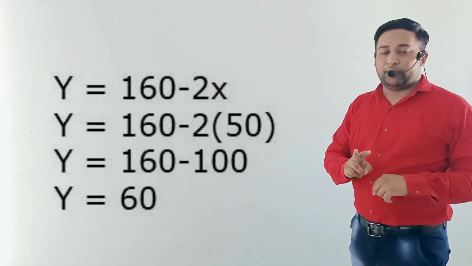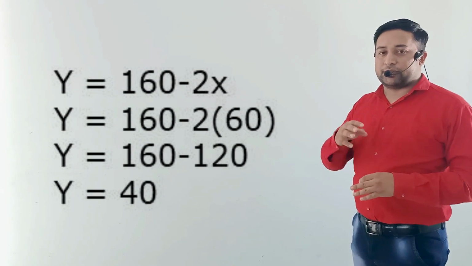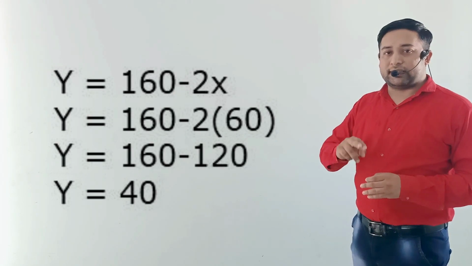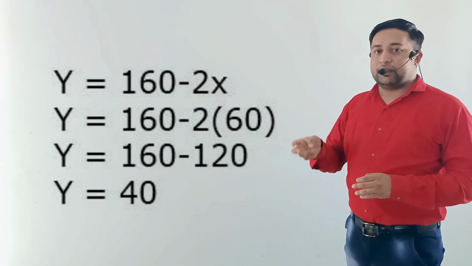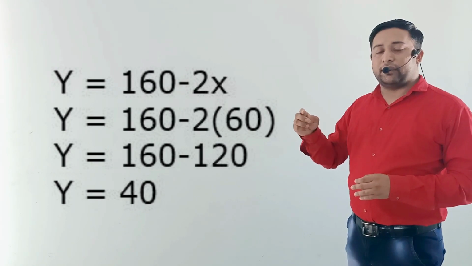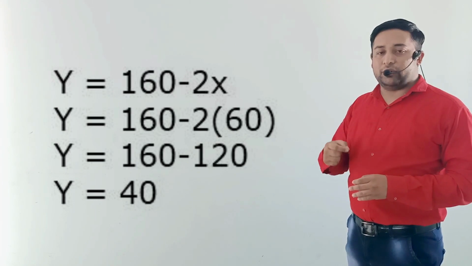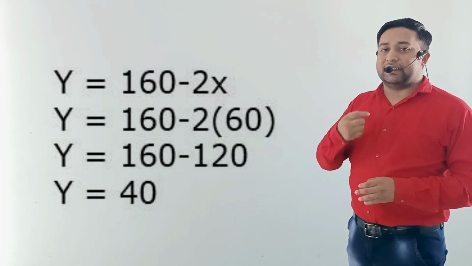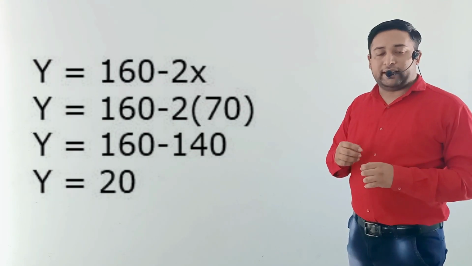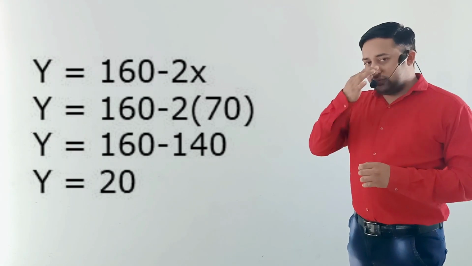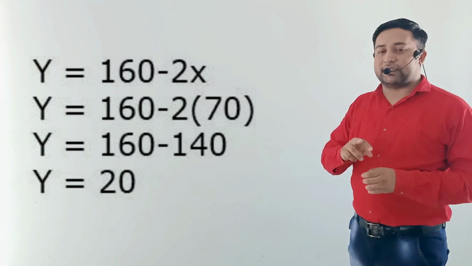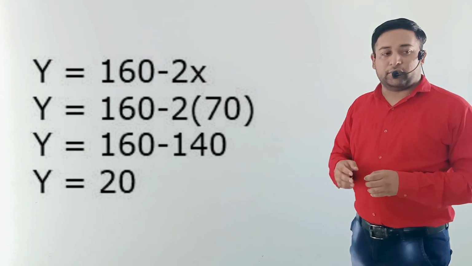Then the second value, x is 60. So substitute the value in the equation, y is equal to 160 minus 2x. Y is equal to 160 minus 2 into 60. 2 into 60 is equal to 120. 160 minus 120 is 40. So when my x value is 60, my value of y is 40. The last one, substituting the value of x as 70. So y is equal to 160 minus 2 into 70. 2 into 70 is 140. 160 minus 140. So the value of y is equal to 20.